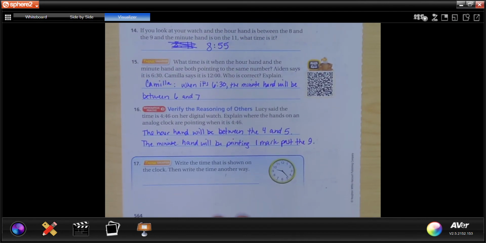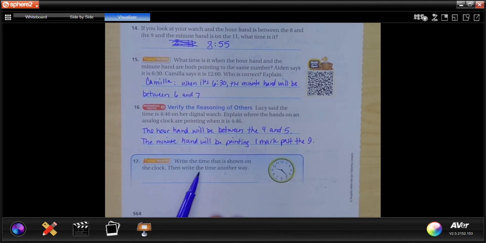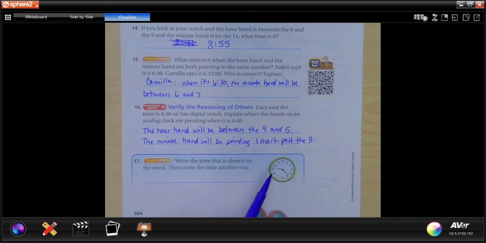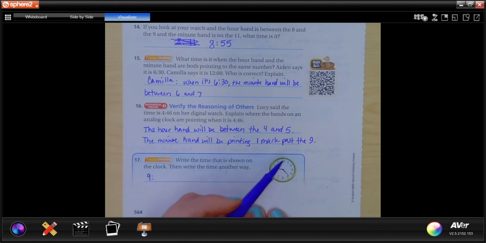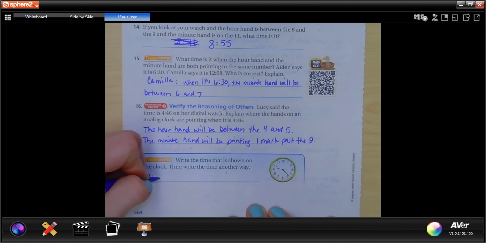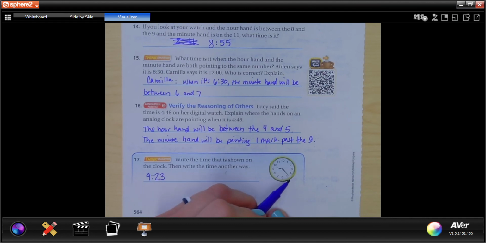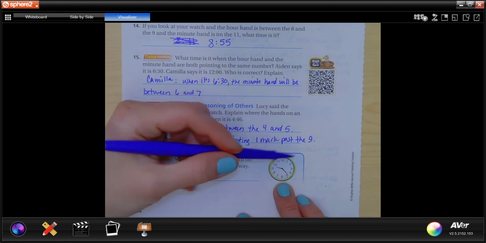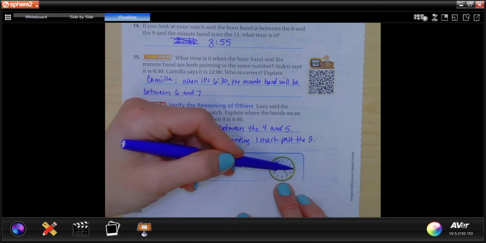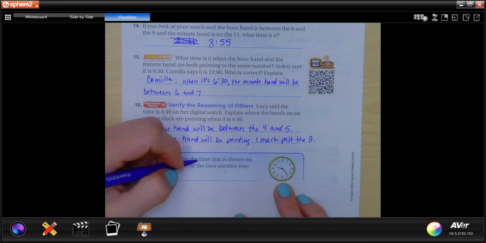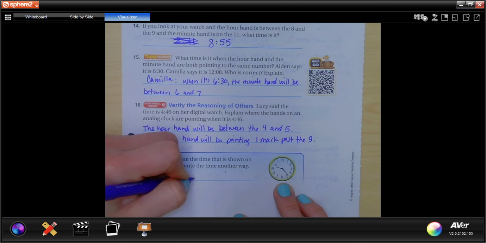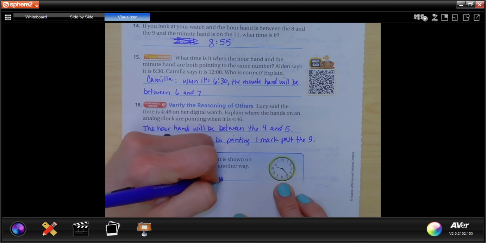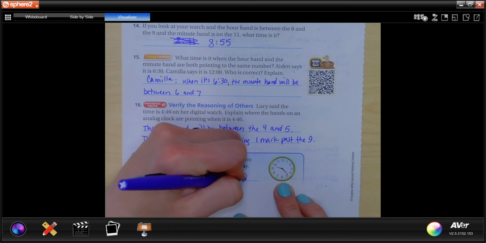Alright, and number 17. Write the time that is shown on the clock, then write the time another way. Alright, so it's between 9 and 10, so it's 9. Let's count by fives. 5, 10, 15, 20. We can't go again, so by ones. 21, 22, 23. 9:23. Well, because it's before 30, we'll count and say after 9. So it is 5, 10, 15, 20, 21, 22, 23 minutes after 9.